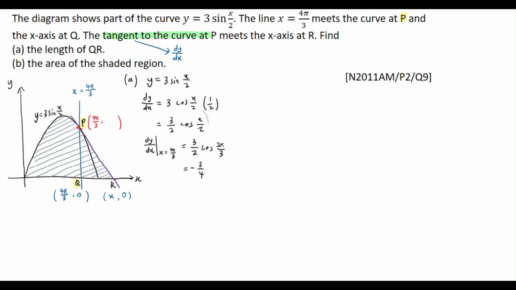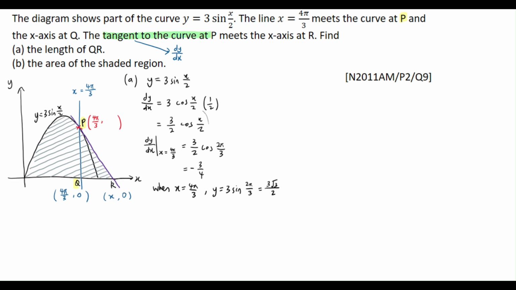Now, in order to find the equation of the purple line, you need a point. You do not know R, that's why you are going to find it out. But do you know anything about P? Yes, you do know the x coordinate. So to find the y coordinate of point P, you can simply substitute x equals 4 pi over 3 into the curve. So 3 sine, this will be 2 pi over 3 again. So the y coordinate of point P will actually be 3 root 3 over 2.